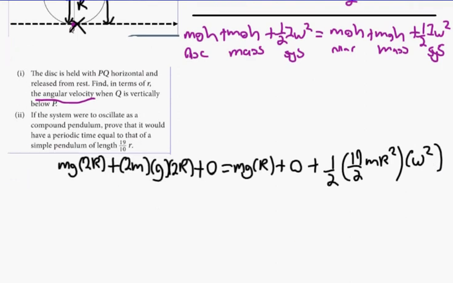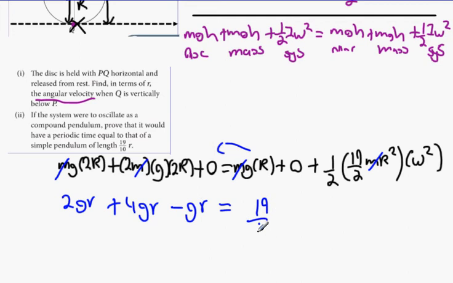First step, I can cancel all the m's off both sides. Then I'm going to have 2gr plus 4gr. I'm going to bring that over the other side, minus gr equals 19 over 4 w squared r squared. Please bear in mind that r is big R, right? I'll just change back to small r for no reason. 5gr ends up to be 19 over 4 w squared r squared.